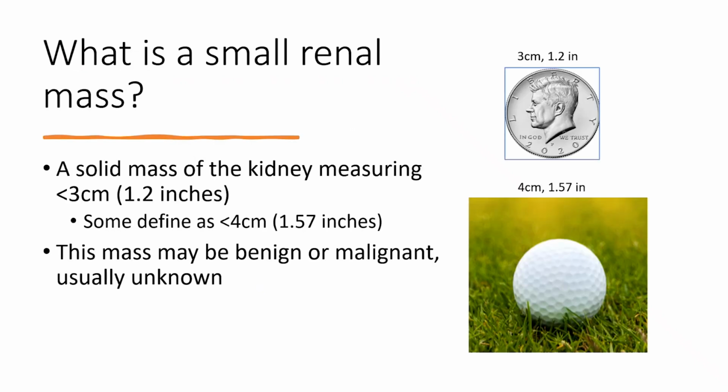So how do we define a small renal mass? There's actually two definitions of it. Typically, a small renal mass is one that is less than 3 centimeters or about roughly the size of a $50 coin. Some, however, do define it as a mass less than 4 centimeters or roughly about the size of a golf ball. Now, this mass may be benign or malignant. Many times we don't really know, and many times, as I will show you, it may not matter.